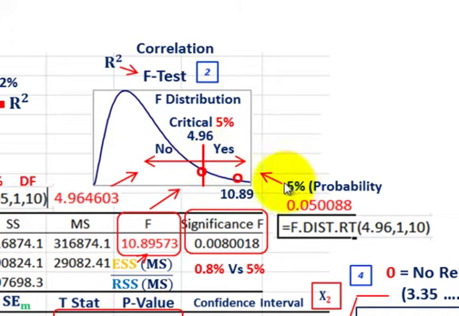And then you can see the 5% would have been sitting here. We're sitting way out here, way less. This is 5% and then it gets lesser and lesser. And when we get to this 10.89, this is where we're talking about that 0.8%. Okay, so that's our F test. We passed our F test here. You get an idea what it is.